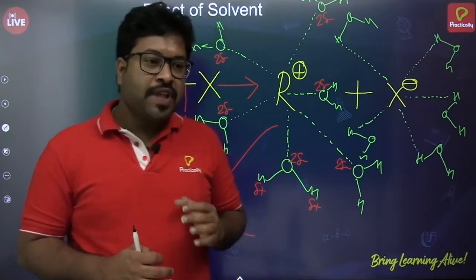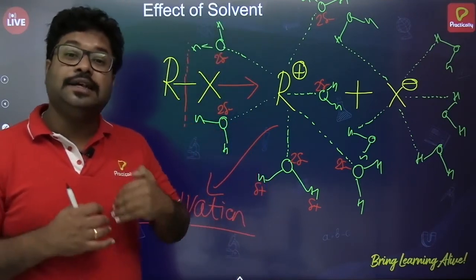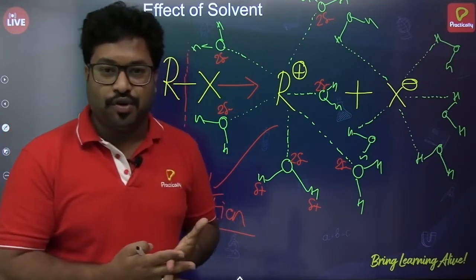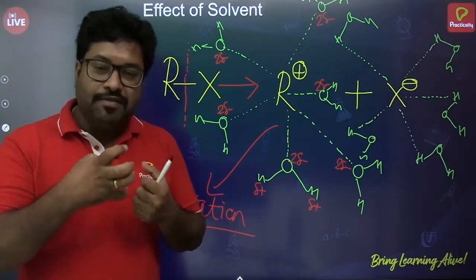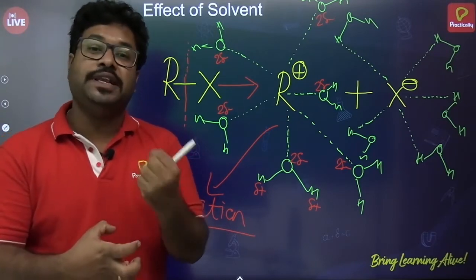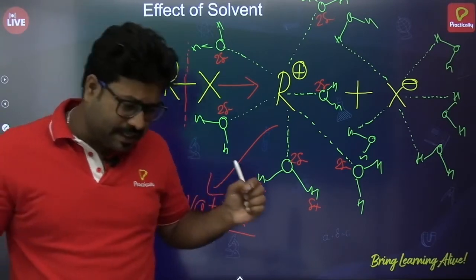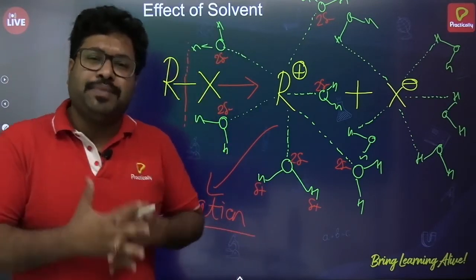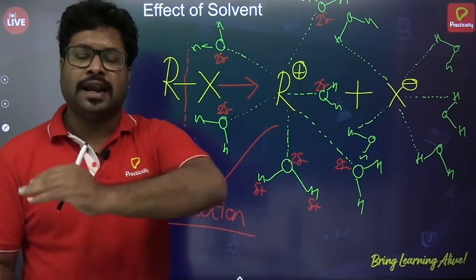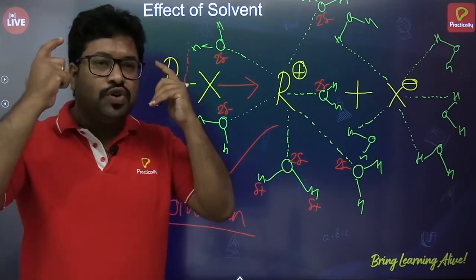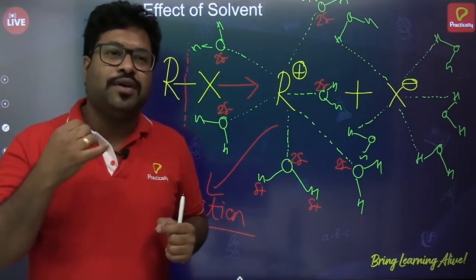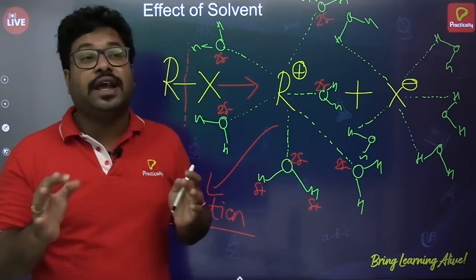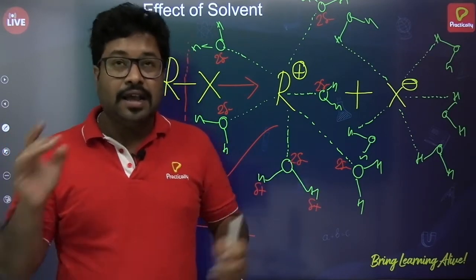Because the rate of reaction here is dependent on how fast the bond between R and X will be broken. And the speed with which the bond is getting broken will be dependent on the type of solvent. Because whenever R and X are breaking the bond, they would think, if I break the bond, I will form a carbocation and I will form X minus. So would I be able to get solvated? Would I be able to get stability? Yes or no? They will think.